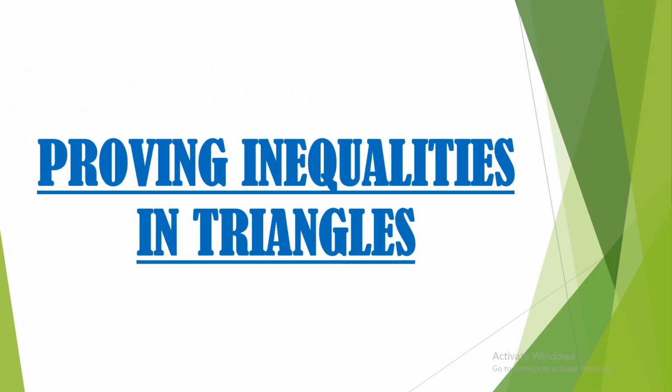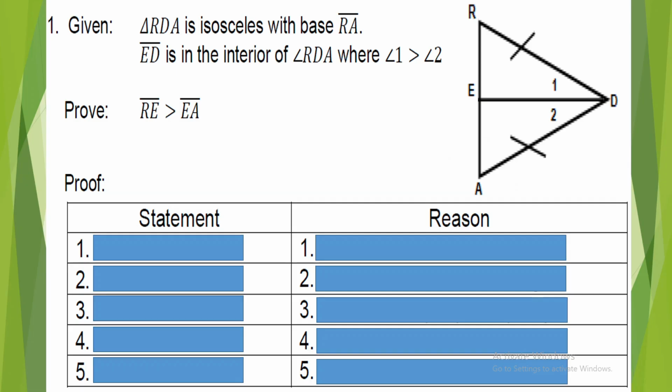Now let us proceed with proving inequalities in triangles. Given here: triangle RDA is isosceles with base segment RA. Segment ED is in the interior of angle RDA, where angle 1 is greater than angle 2. Prove that segment RE is greater than segment EA.